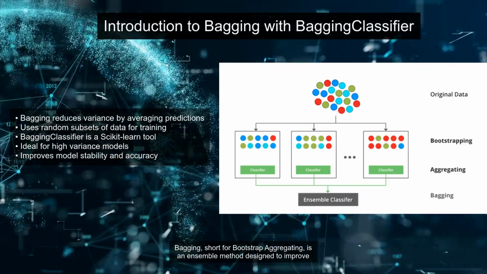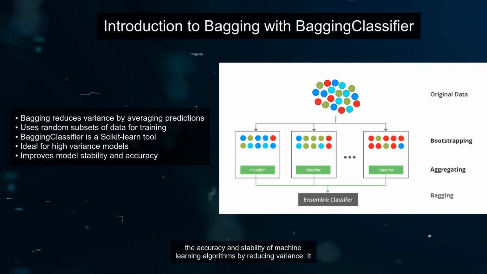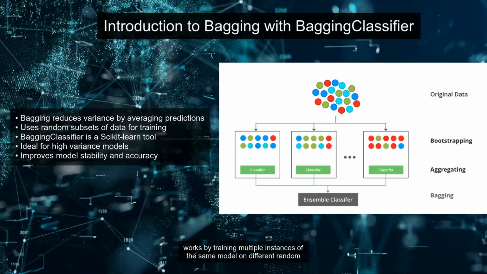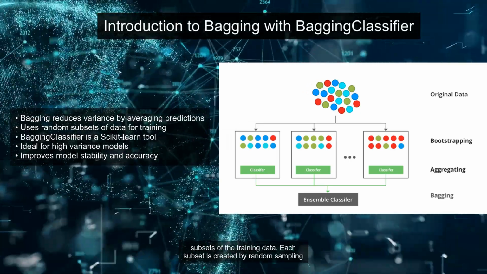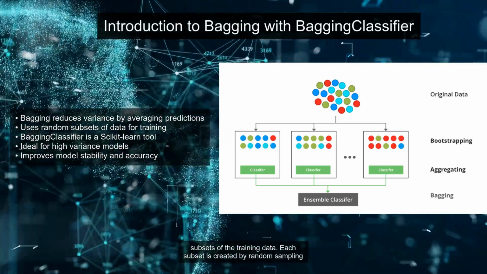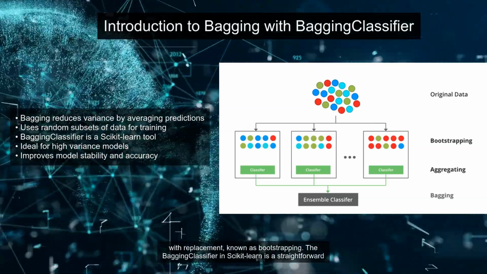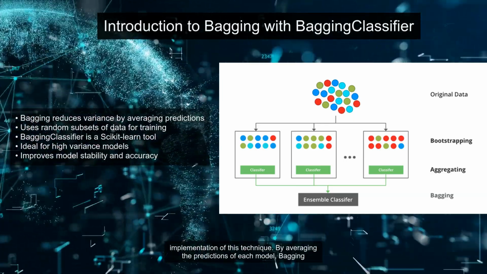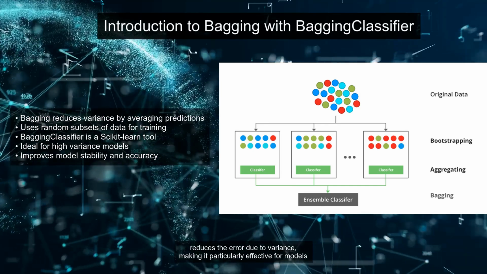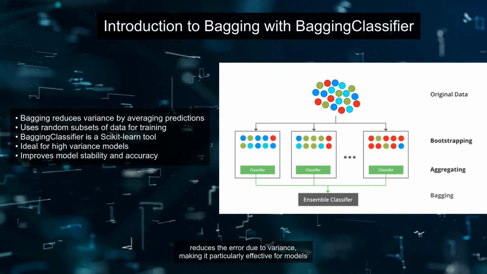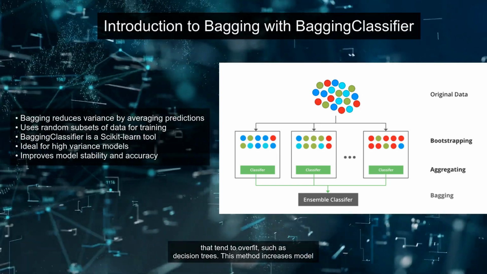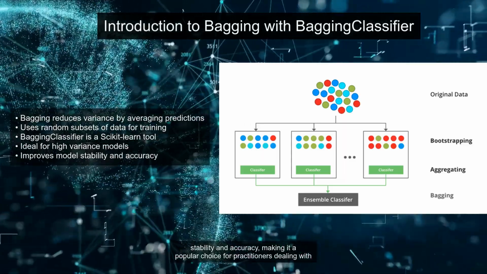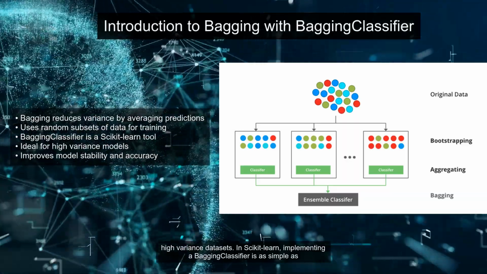Bagging, short for bootstrap aggregating, is an ensemble method designed to improve the accuracy and stability of machine learning algorithms by reducing variance. It works by training multiple instances of the same model on different random subsets of the training data. Each subset is created by random sampling with replacement, known as bootstrapping. The bagging classifier in Scikit-learn is a straightforward implementation of this technique. By averaging the predictions of each model, bagging reduces the error due to variance, making it particularly effective for models that tend to overfit, such as decision trees. This method increases model stability and accuracy, making it a popular choice for practitioners dealing with high-variance datasets.